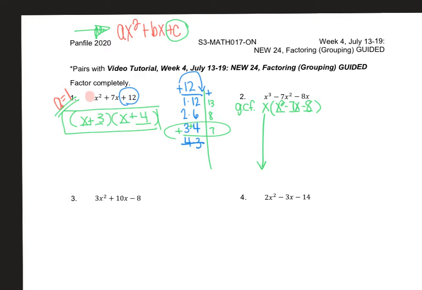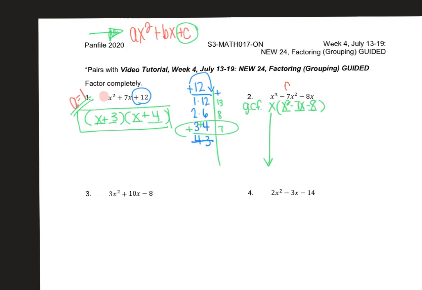I don't want to forget about it, and I usually do if I just leave it up where it is. But I need to continue factoring the right side, which is the x squared minus 7x minus 8. So now looking at the x squared minus 7x minus 8, I have an a equals 1 because if you look here, there's nothing in front of that x squared. The x doesn't count because it's been taken out of the problem per se.